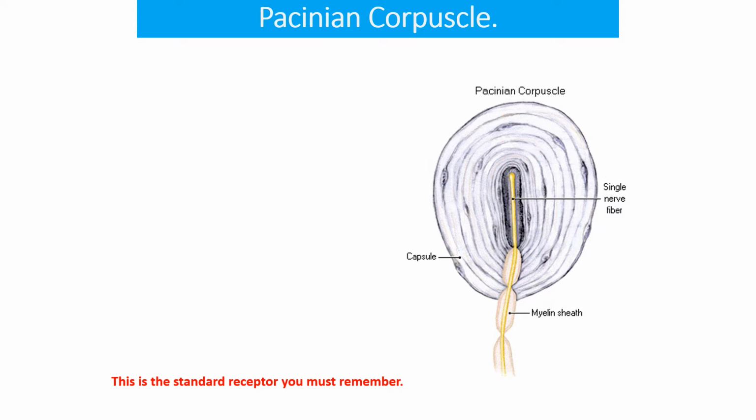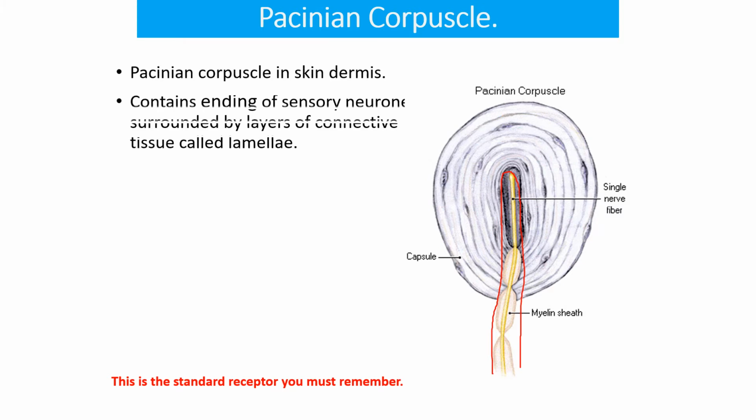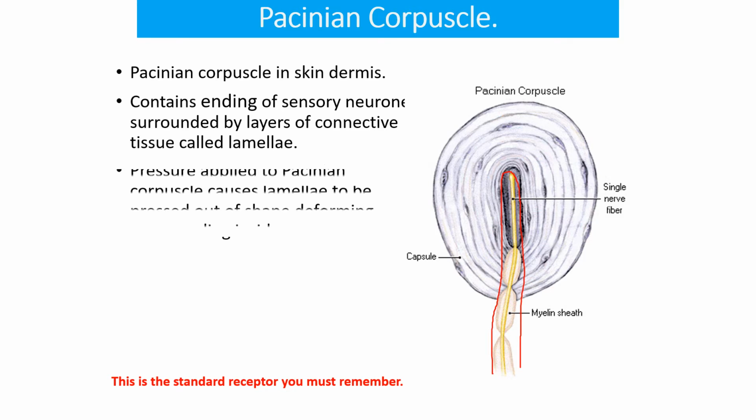As I said, it stimulates all our touch, and it goes directly onto the sensory neuron. So this neuron here is in fact your sensory neuron, and the Pacinian corpuscle is at the end of the sensory neuron with this layer of membrane wrapped around it. So it's often found in the skin dermis, so basically where you feel your touch. It contains endings of the sensory neuron, as I said, and layers of connective tissue wrapped around it called lamellae.